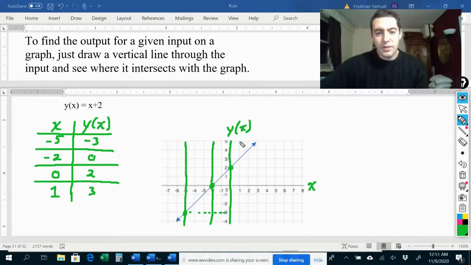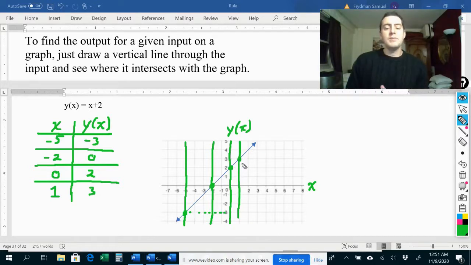And the last example that we had was this one over here. If I draw a vertical line through 1, then it's going to intersect this line at exactly where the output for that input was, which was 3. Okay, so when the input is 1, the output is 3.